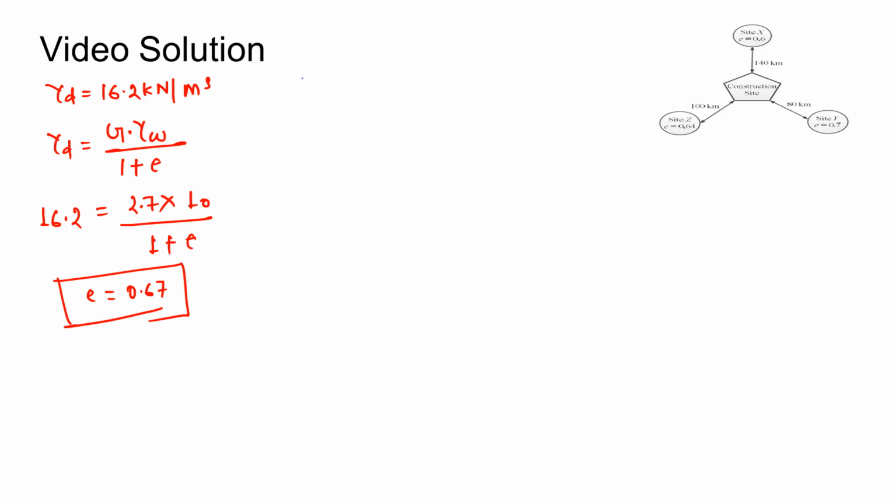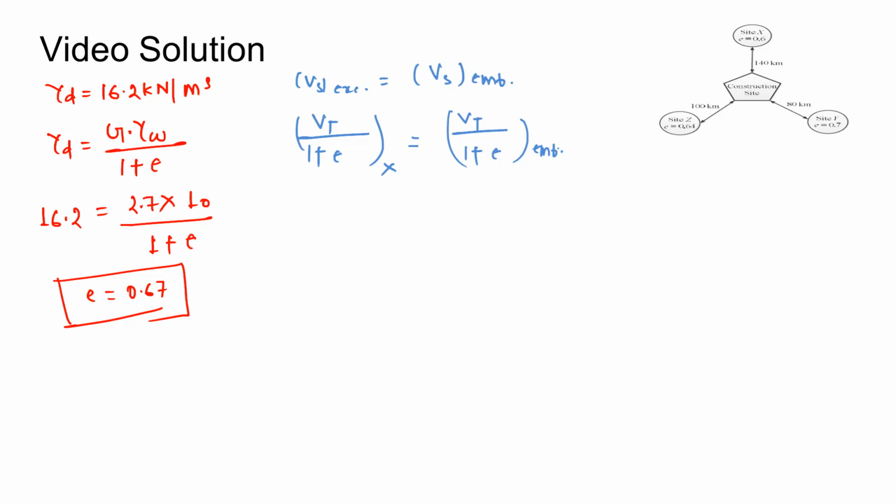Now from the equation, we know that the volume of soil of excavation will be equal to the volume of soil of the embankment site. If we solve it for site X, we can write the total volume of soil divided by 1 plus e of site X will be equal to the total volume of soil divided by 1 plus e of the embankment or our construction site. So the total volume of soil of site X divided by 1 plus e of site X will equal 5000, where the void ratio of the construction site is 0.67, so 1 plus 0.67. Let's say this is our equation number 1. Like that, we can solve it for site X, site Y and site Z.